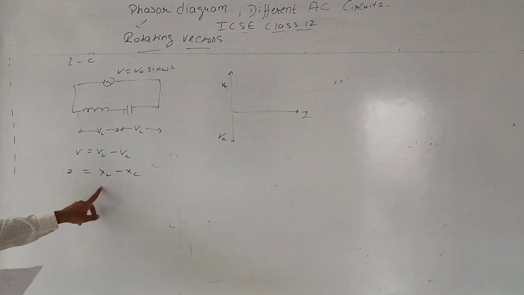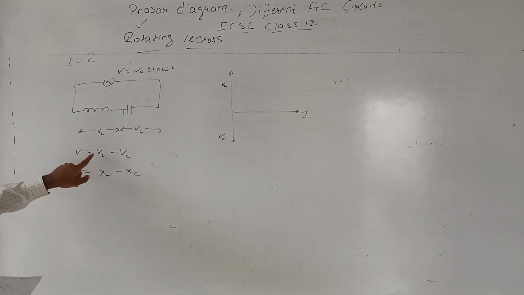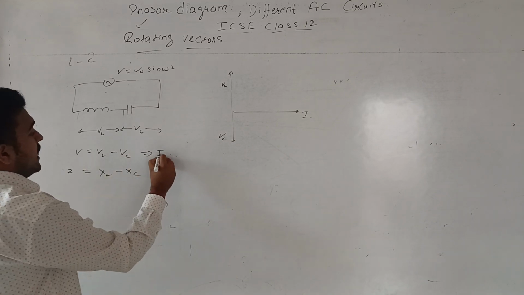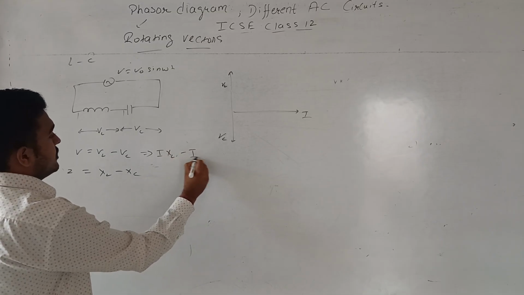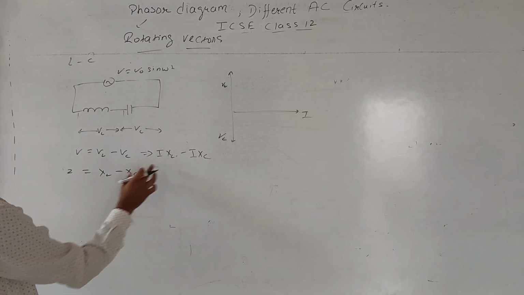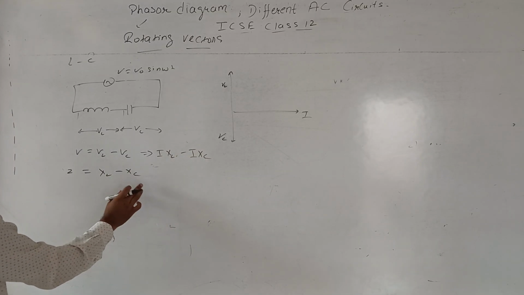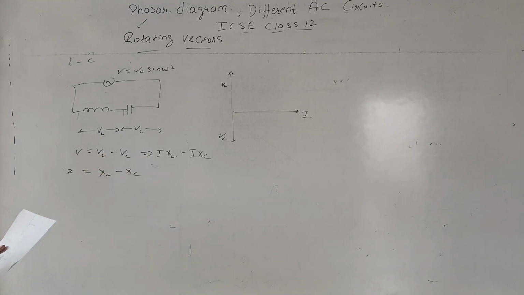Impedance is XL minus XC because VL is I into XL, so we can write the resultant as I into XL minus I into XC. So XL minus XC will be the impedance.